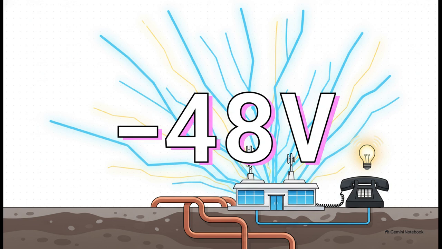But the negative polarity part, that was actually highly intentional. It was chosen to reduce the corrosive action on cables that are buried underground. And the best part is, because the power is coming from the central office grid, your phone still works perfectly even if your entire neighborhood loses power.